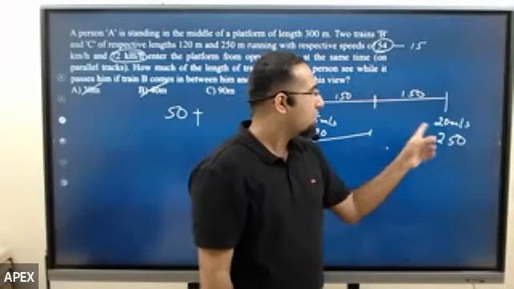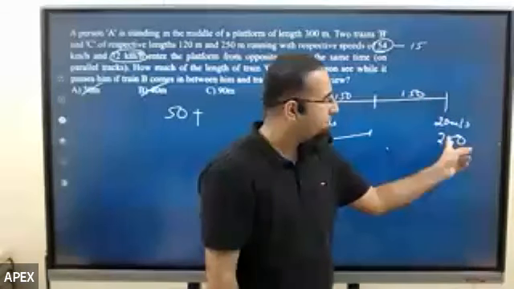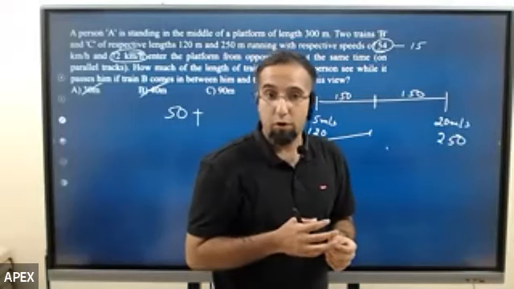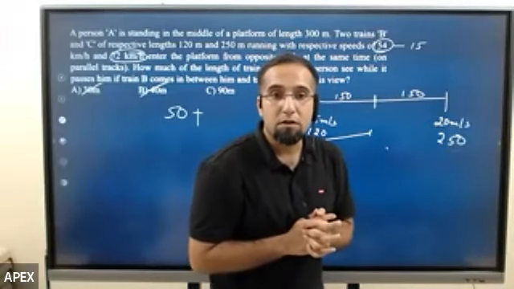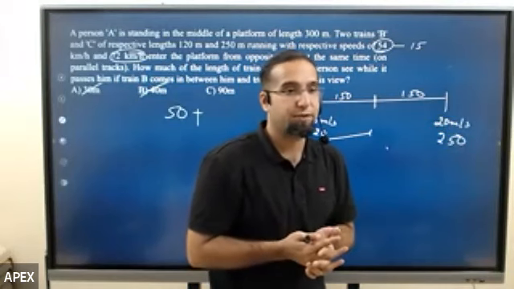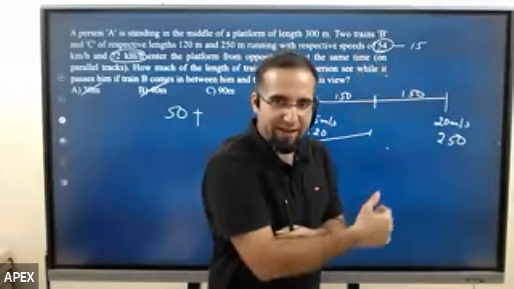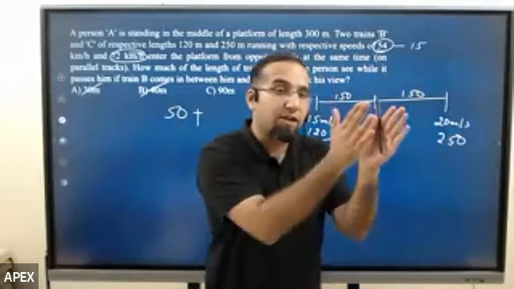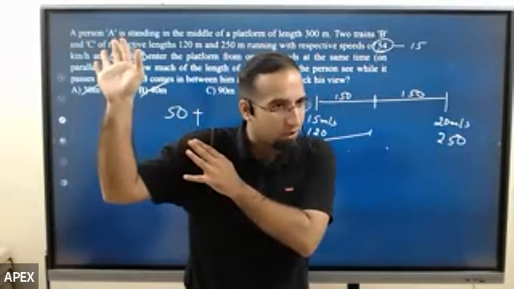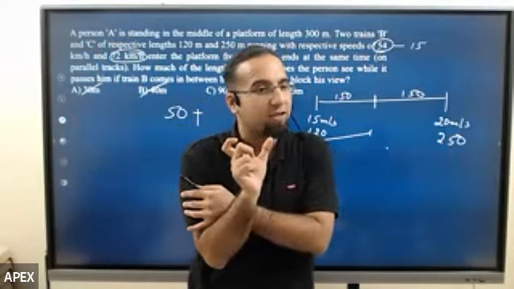Clear? Now this train is crossing me after how many seconds? 150 plus 250, that is 400. 400 divided by 20, that means 20 seconds. My train crossed me after 18 seconds. If my train crossed me after 18 seconds and the other train is taking 20 seconds to cross me, can I say I can further see 2 more seconds of the other train in the last case?